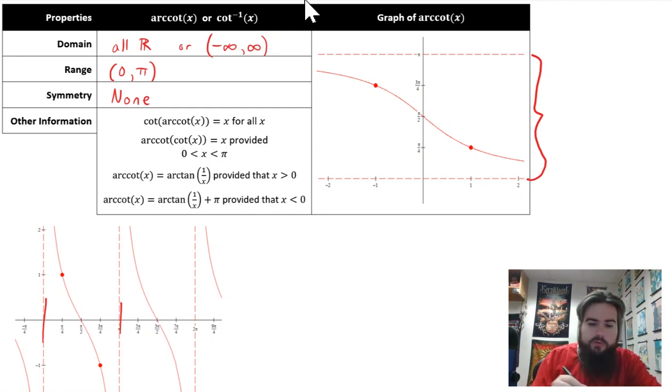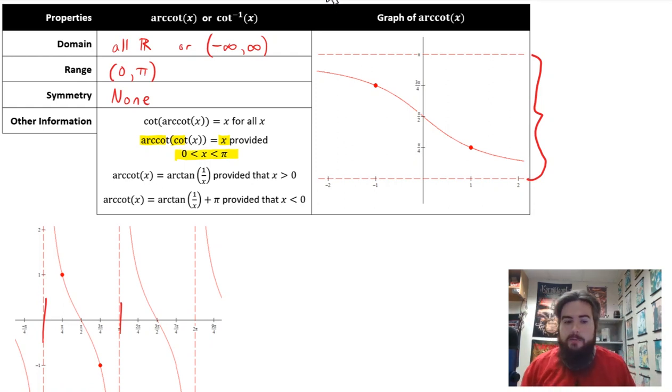So let's go through the other information that demonstrates why arccotangent is a bit inconvenient. All right, starting with the top. The top line is nice. Cotangent of arccotangent will give you x for any x, because there are no problems with the domain for arccotangent. Plug anything into arccotangent, there are no problems there. However, when you do arccotangent of cotangent, that will only give you that value of x, the angle measure you plugged into cotangent, back if that angle measure is between 0 and pi.